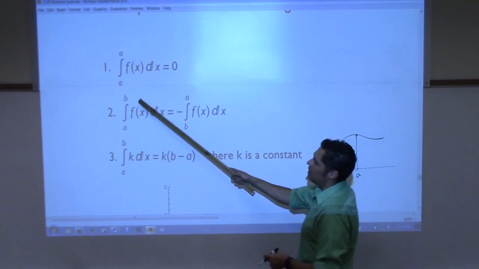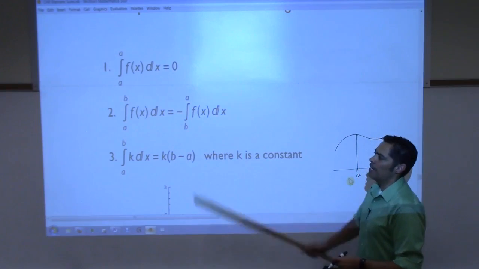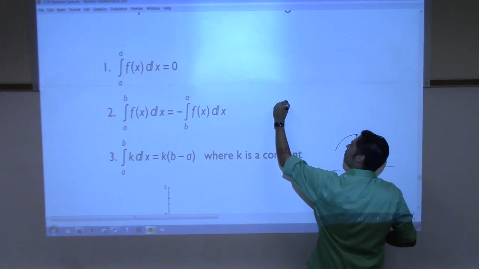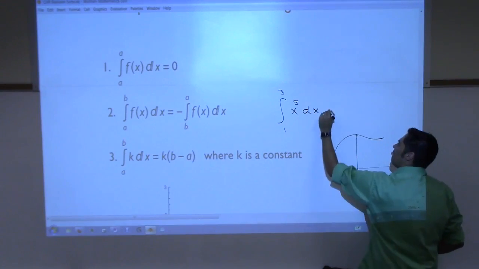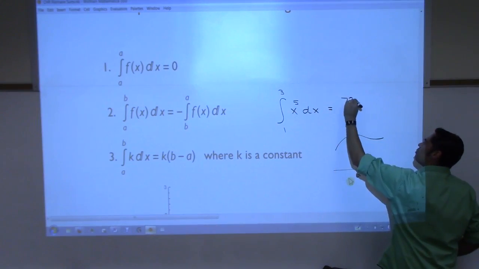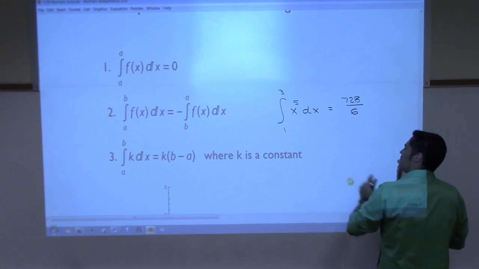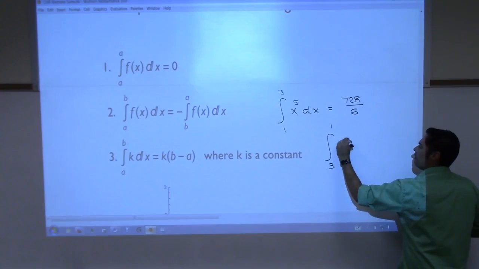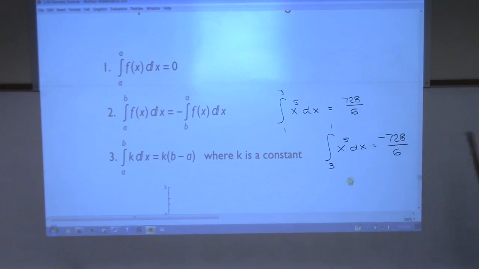The integral from a to b of f of x is equal to the integral from b to a of f of x, but negative. So that means if you switch your limits of integration, so we did this problem just a second ago. What was that answer? 728 over 6, right? What would happen if I switch it and I wrote it this way, 3 to 1 instead of 1 to 3? The only difference would be that the answer would be the opposite sign. So if this is positive, this one would be negative. If this one was negative, this one would be positive.